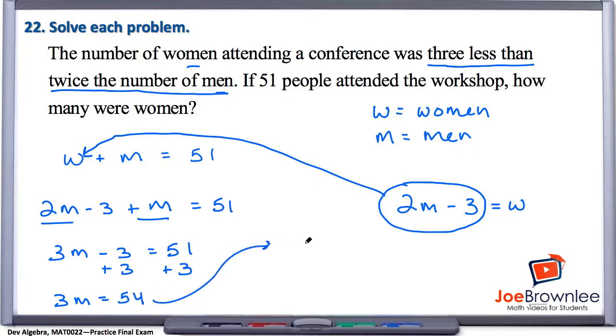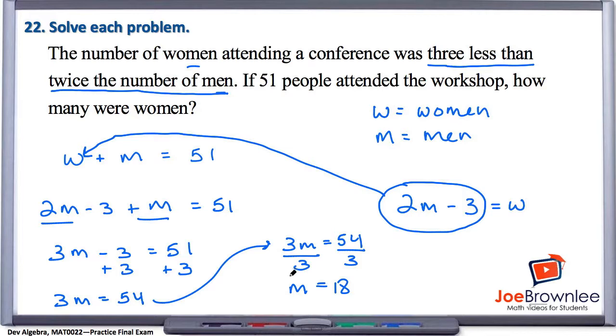I'm going to carry this over here. So 3m equals 54. Our last step will be to divide by 3 on both sides, and so we get m equals 18. Because we were using w and m to represent women and men, we know that m equals 18 means that 18 men attended this conference, this workshop.